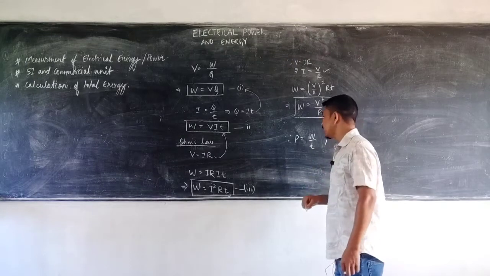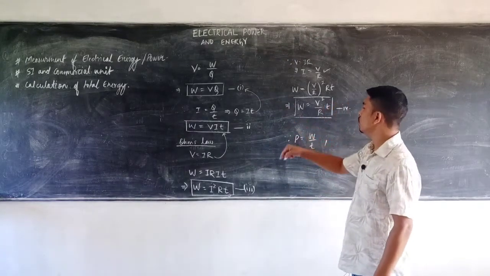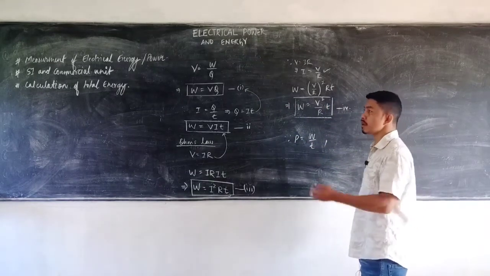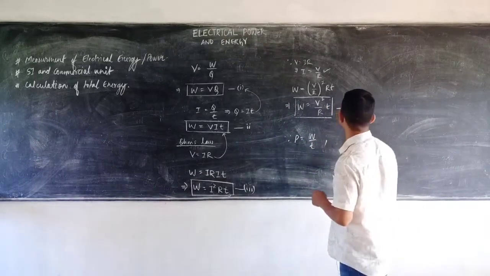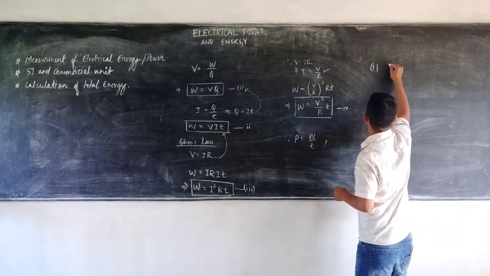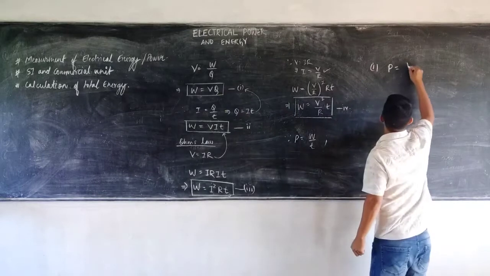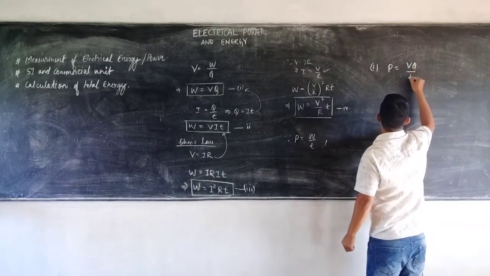So how do we obtain the expression for the power? Each of these four equations I will divide by T. The expression thus obtained is simply the expression for the power. So the first equation: P equals W divided by T. That means I will divide this expression by T, so I will get VQ divided by T.